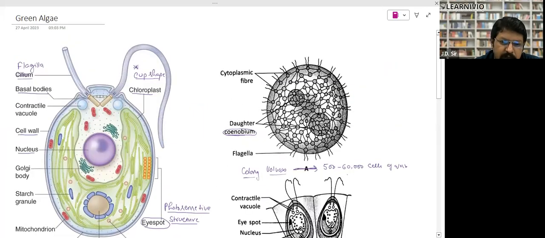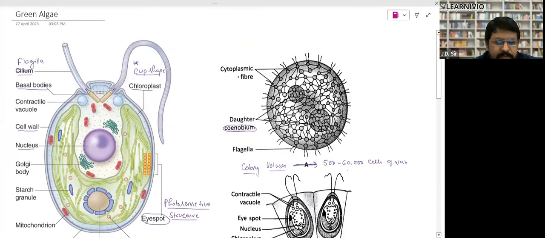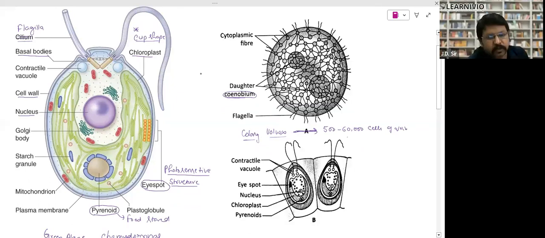Look, here the diagram is a representative diagram of Chlamydomonas. I have already told you that Chlamydomonas is very important out of all these algae, right? Here you can see the flagella is present. Flagella is the organ which helps in swimming, right? They have a chloroplast which is cup-shaped. You can see it looks like a cup, right?